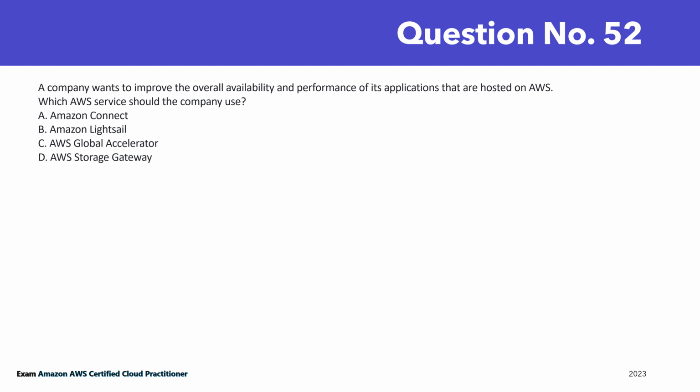A company wants to improve the overall availability and performance of its applications that are hosted on AWS. Which AWS service should the company use? A. Amazon Connect. B. Amazon Lightsail. C. AWS Global Accelerator. D. AWS Storage Gateway. Correct answer, C.